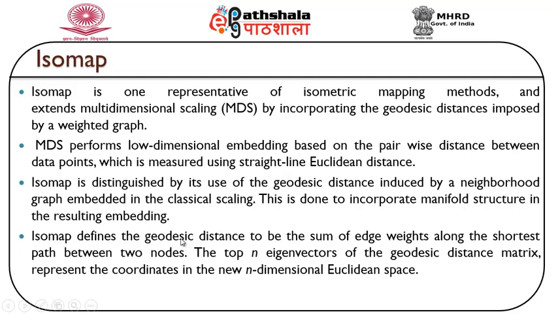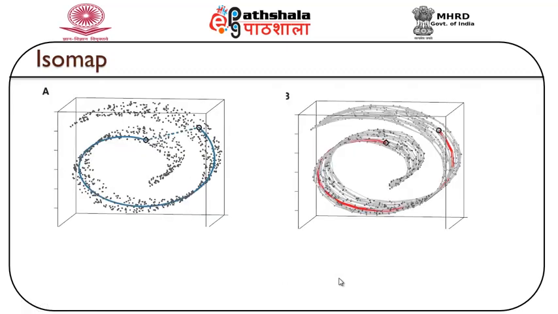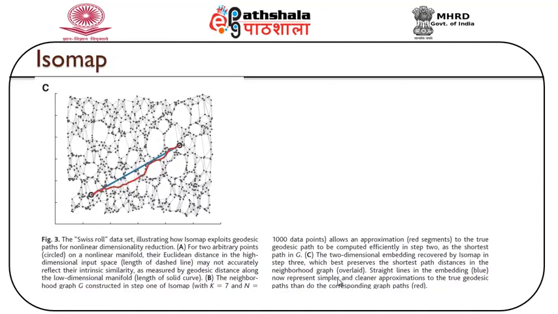So, Isomap defines the geodesic distance to be the sum of edge weights along the shortest path between two nodes. The top n eigenvectors of the geodesic distance matrix represent the coordinates in the new n-dimensional Euclidean space. So, this is an example of an Isomap of a data set. If you look at the Swiss roll data set, it illustrates how Isomap exploits the geodesic path for nonlinear dimensionality reduction.